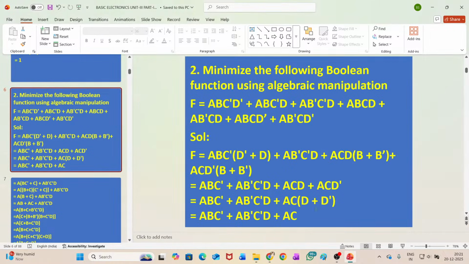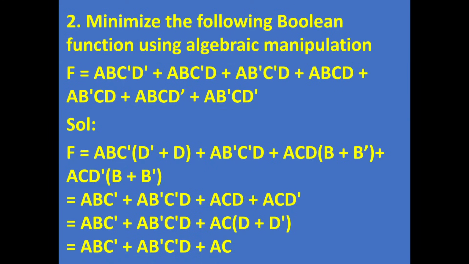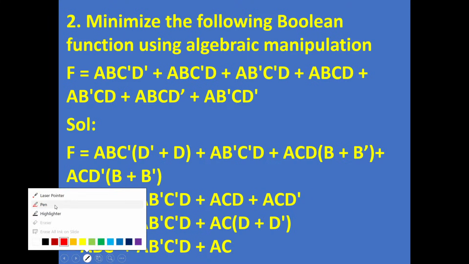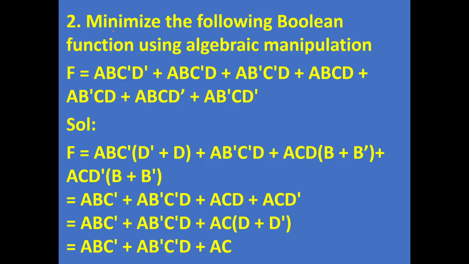Next, let us see another numerical problem. So, what is our question? Question is to minimize the Boolean expression using algebraic manipulation, that is using Boolean laws and rules, as well as De Morgan laws. So the given expression is this. F is a function which is represented by these terms.